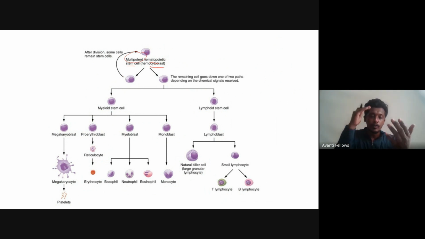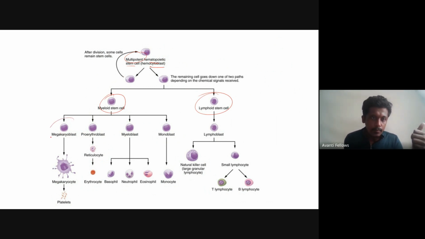Okay, simple. So it starts from hematopoietic stem cells and it gives rise to two important stem cells. What are those two classes? One is myeloid stem cells, the other one is lymphoid stem cells. Now, coming to myeloid stem cells, what does it give rise to? It gives rise to four different types of daughter cells. These are also mother cells. Myeloid stem cells will give rise to megakaryoblast, proerythroblast, myeloblast, and monoblast. Come again: megakaryoblast, proerythroblast, myeloblast, monoblast. Very simple.